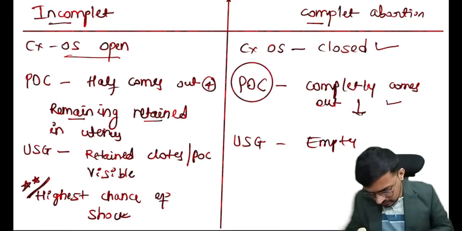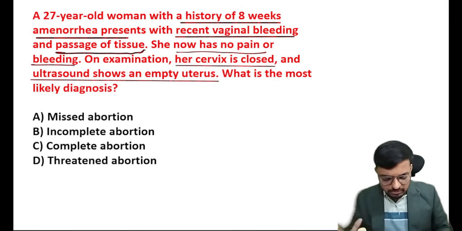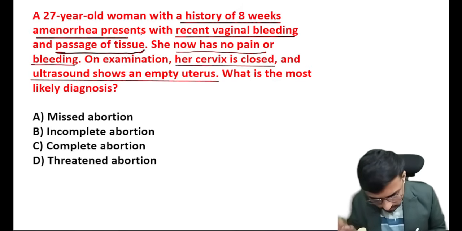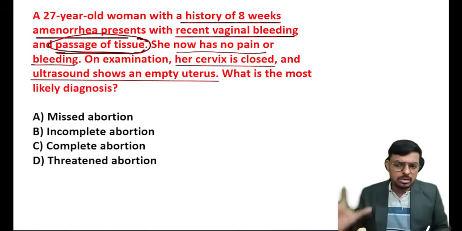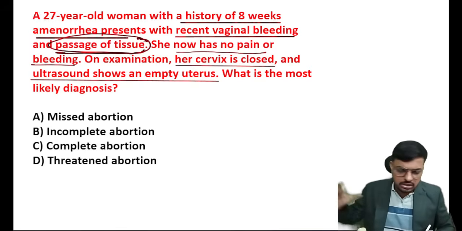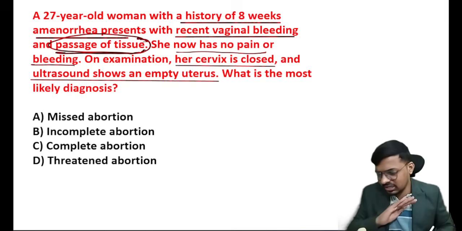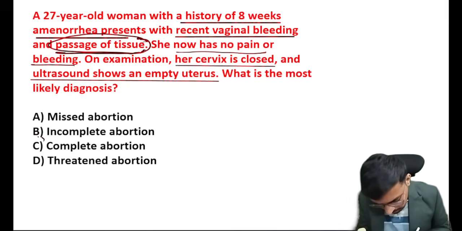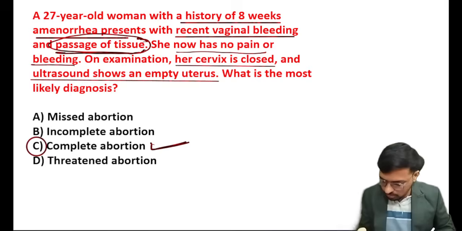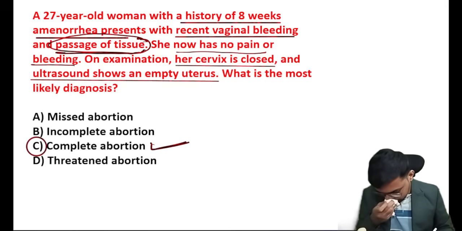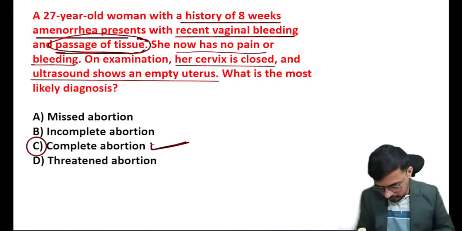In the question it is clearly mentioned that she has amenorrhea, and after that recently vaginal bleeding with passage of tissue. Now the uterus is empty, means all the products of conception came out of the uterus. So nothing is retained inside. That is what we call a complete abortion. So this is the correct answer, and I hope every one of you has enjoyed this topic of types of abortion. Hope it is clear to every one of you.